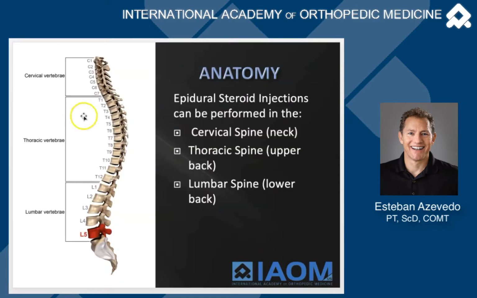So the anatomy, here's a little picture I downloaded from Adobe Stock and purchased it. And it shows all the vertebra of the spine. You got 7 cervical vertebra, 12 thoracic vertebra, your upper back, and 5 lumbar vertebra. So the neck area is called the cervical spine, the upper back is the thoracic spine, and the low back is called the lumbar spine. You can have epidurals at any of these regions.